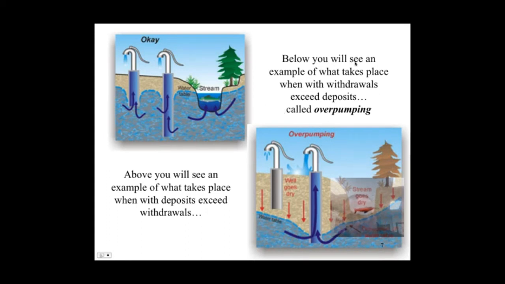On the right hand side, you'll see an example of what takes place when withdrawals exceed deposits. So we're over pumping, we're taking out more than is actually going in. And you can see that the water table has dropped. Poor little fish here is now probably dead because the water's gone out of the stream, and we've dried up this well on the left-hand side.